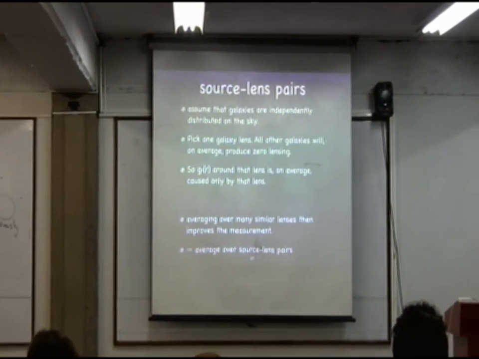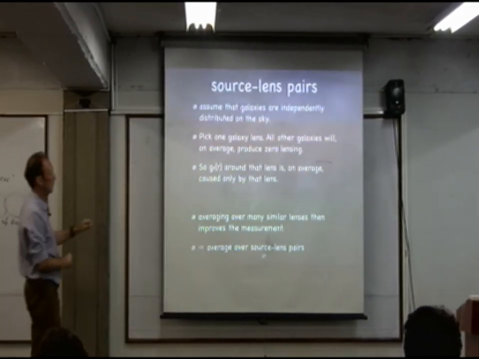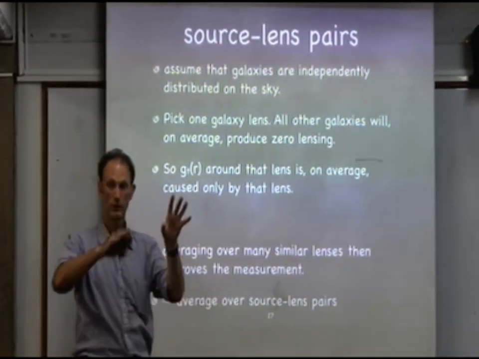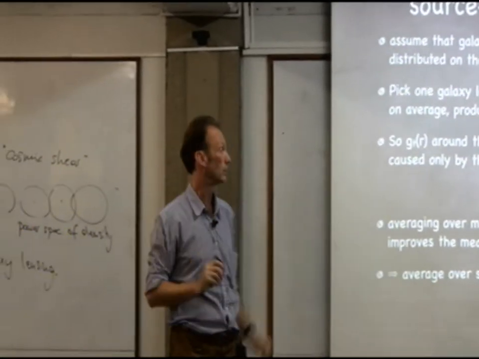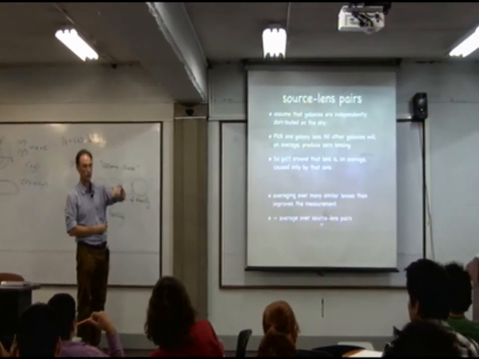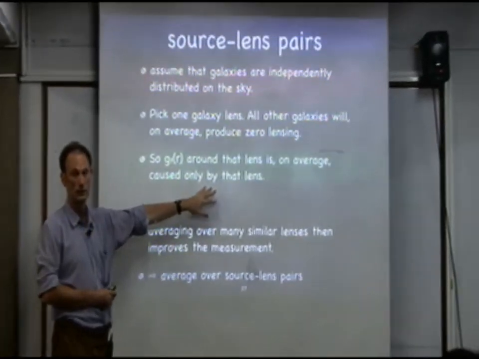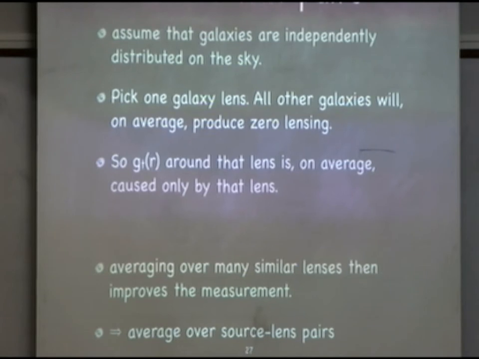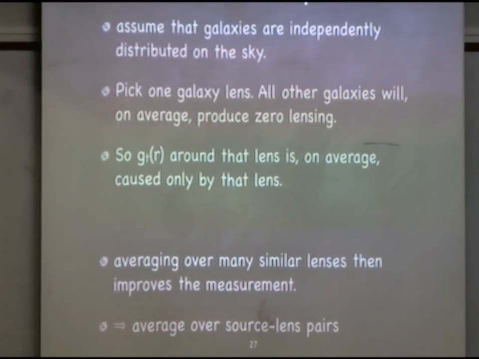So you assume that all these galaxies are independently distributed on the sky. You just have galaxies everywhere. You pick a galaxy as the lens, and then use all the other galaxies; on average, their effect will cancel out. And so you can really think of this one galaxy as lensing all the other background galaxies. So on average, the tangential shear around that galaxy is caused by just that one single lens. And then you repeat this experiment with lots of other galaxies and average all the results until you start to get a high signal to noise. Right? It's like the stacking that I just showed you.